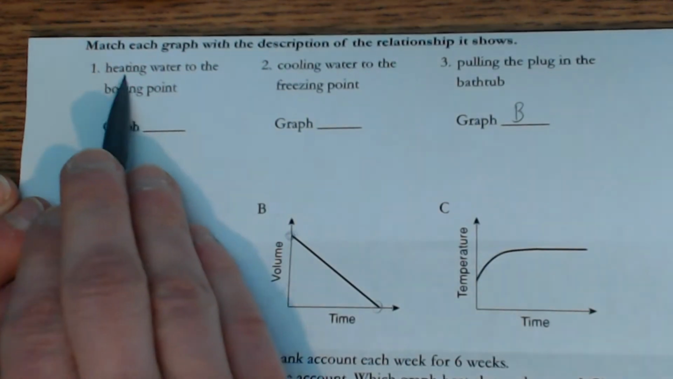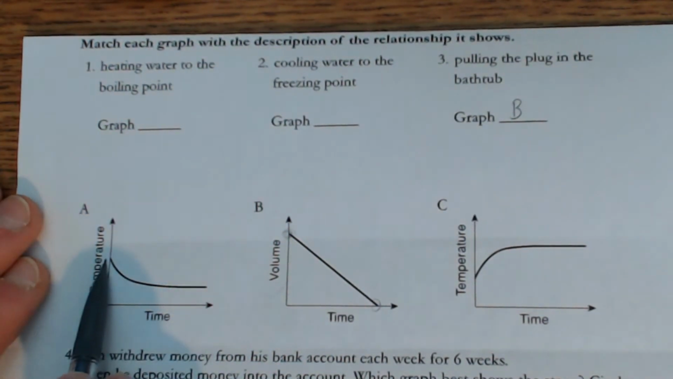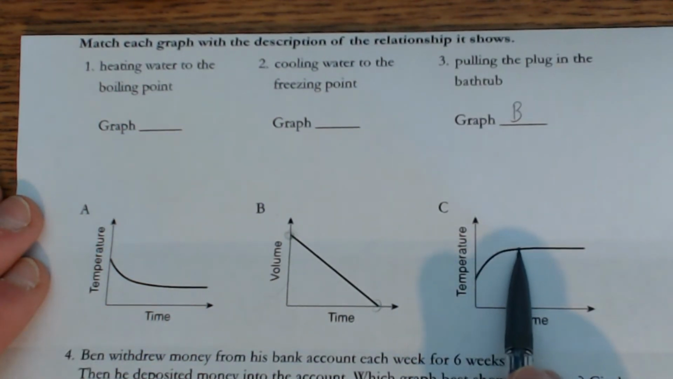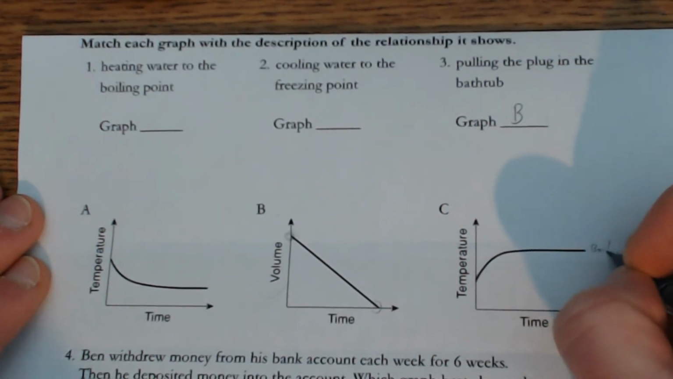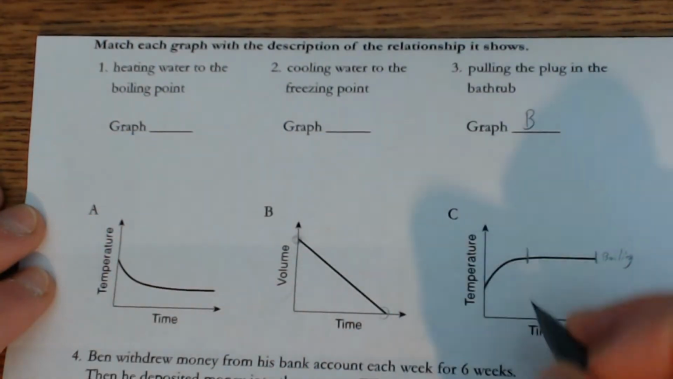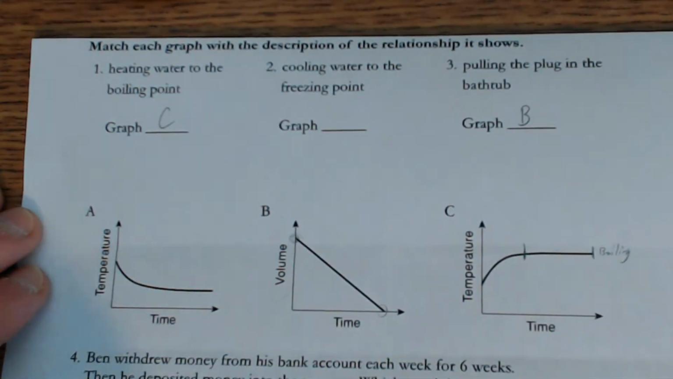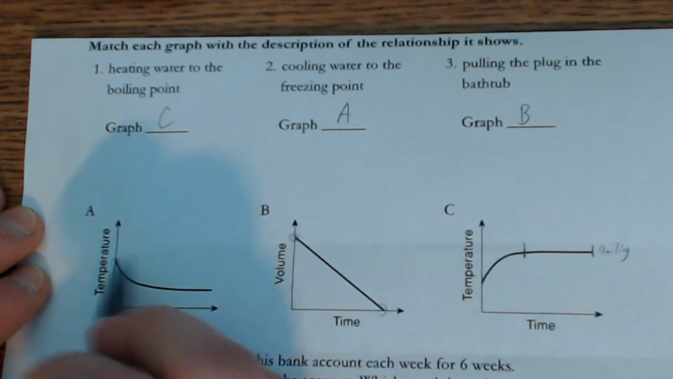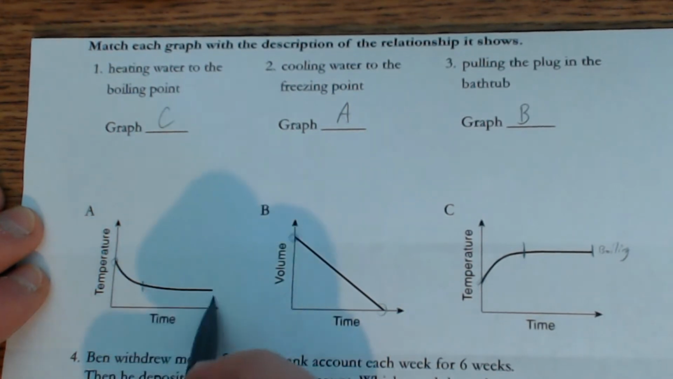So heating water to the boiling point. When we heat water, the temperature increases. So here, okay, this one, it's actually increasing as time's going by. And then notice how it flattens out. It must reach, this would be referred to as its boiling point. Okay, so this whole portion is the water actually boiling. So we can say C would be number 1. And then 2 must be right here, A, because our water starts at a certain temperature, probably room temperature in both of these. And then it decreases, and then it hits that freezing point right here.